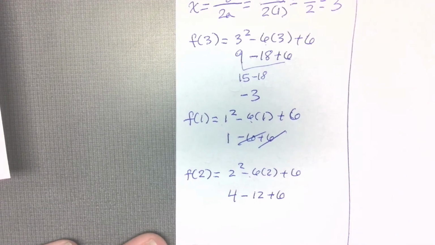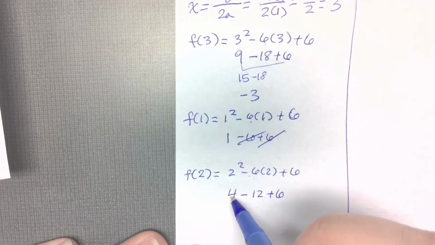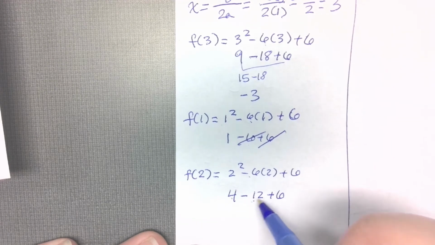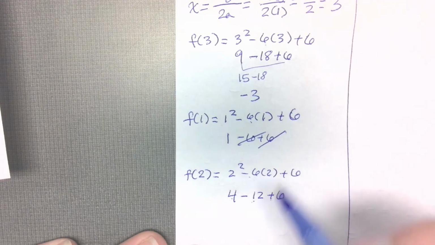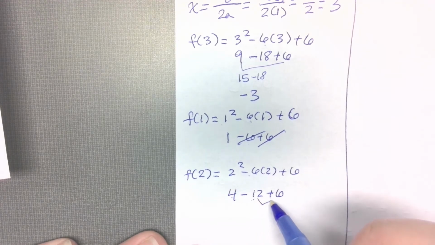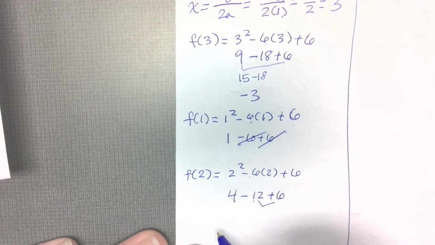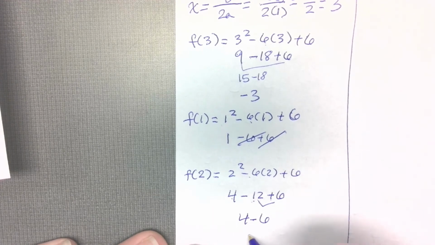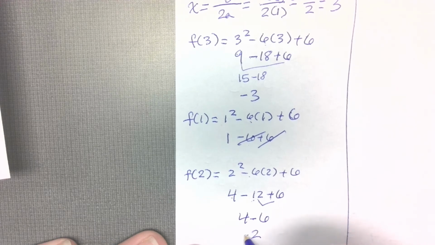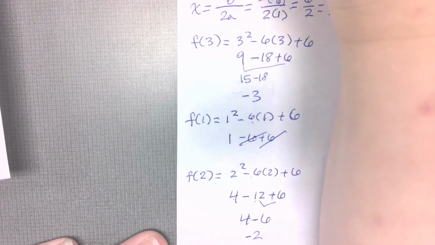I would put the positives together, but it doesn't actually matter. You could do 4 take away 12. You could do negative 12 and 6. It's all going to come out to the same number. So let's do negative 12 and 6. What does that make? What's 4 take away 6? Put it in the table.